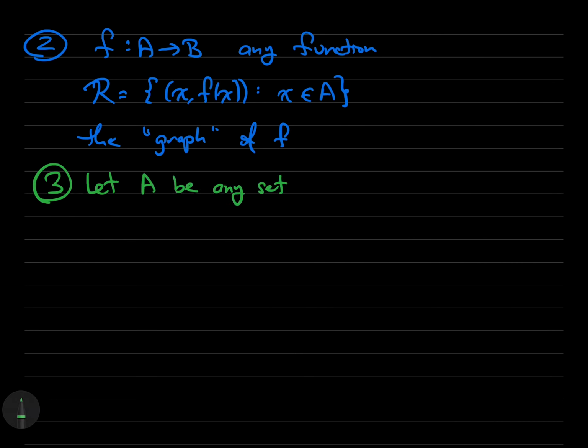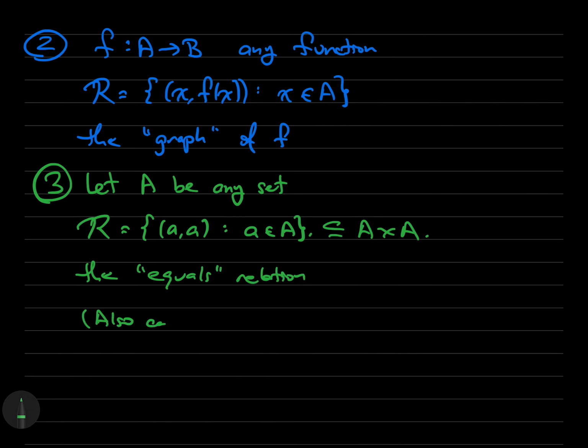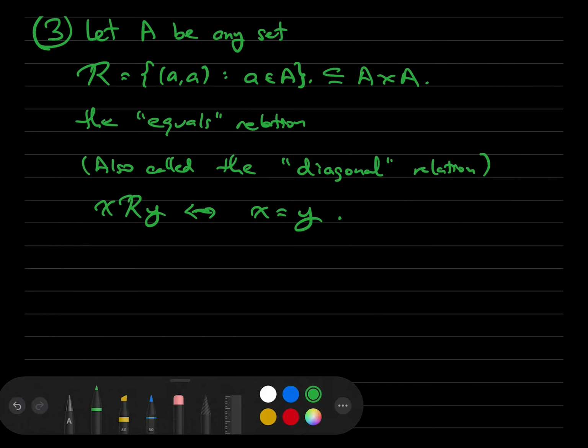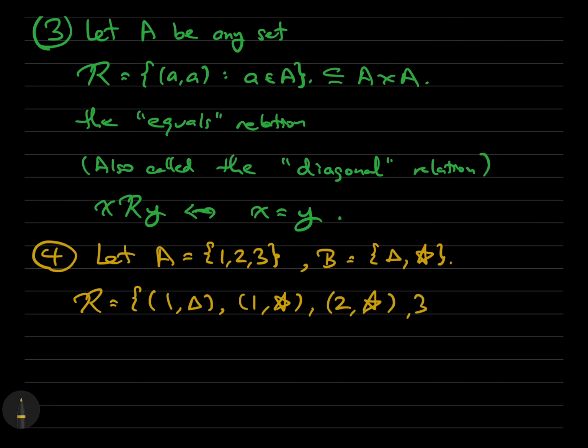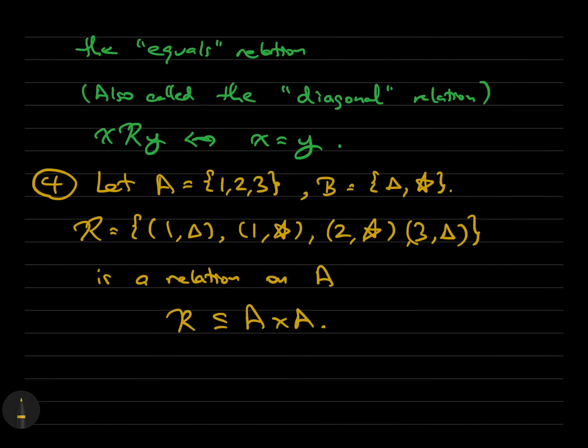Let A be any set, and define R, a subset of A times A, where R consists of all pairs (a, a), where a lies in A. This is sometimes called the equals relation, or also called the diagonal relation. Here, x relates to y if and only if x equals y. Now let A be the set {1, 2, 3}, and B be the set consisting of a triangle and a star. Then consider the subset of A times B defined by the following pairs: (1, triangle), (1, star), (2, star), and (3, triangle). This is a relation from A to B.